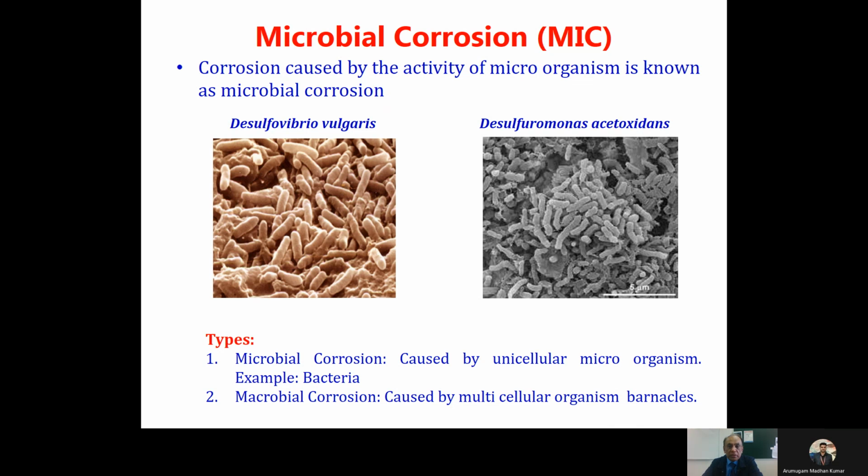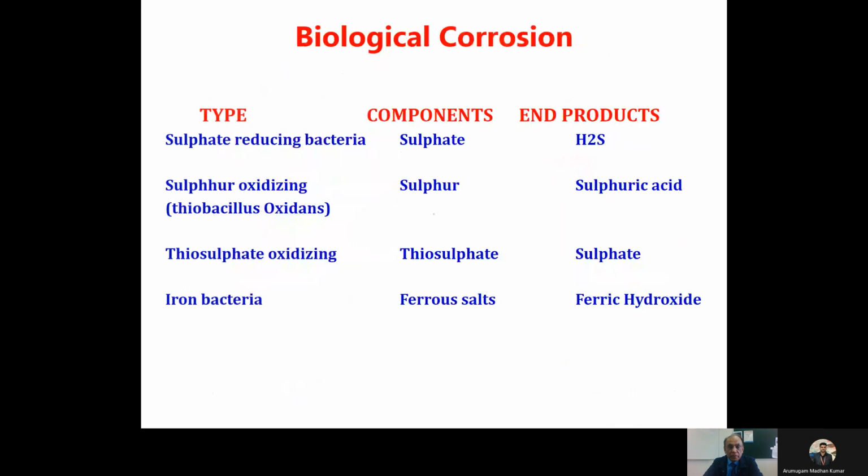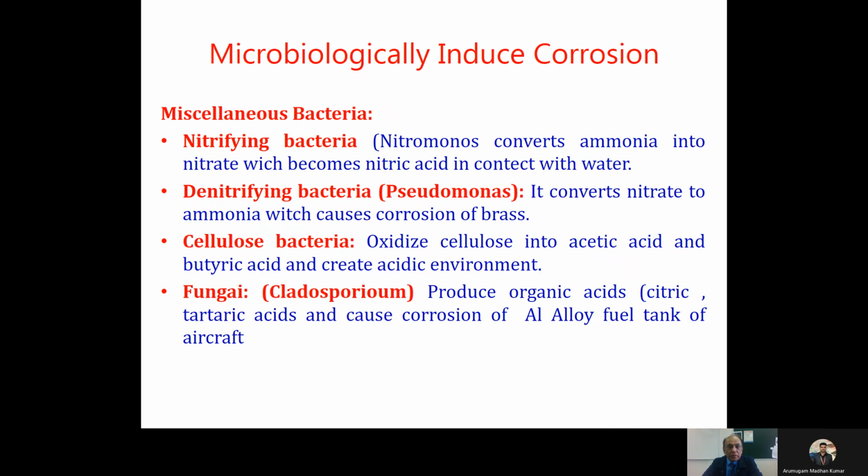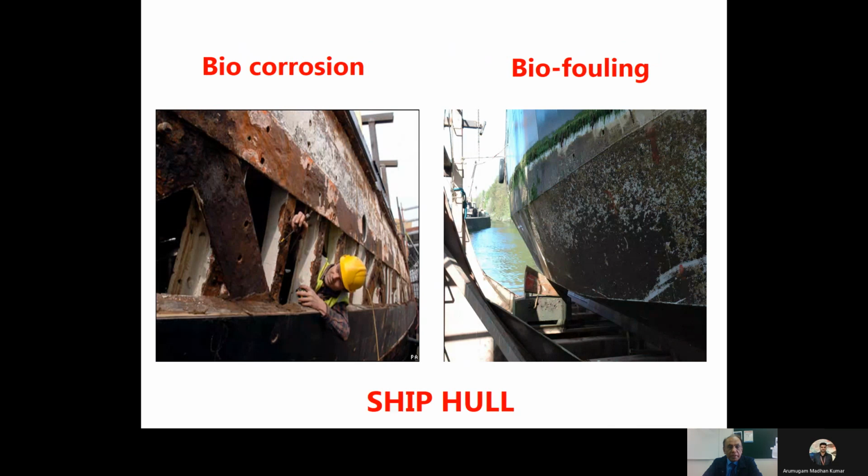Microbial corrosion is also there. It is caused by the activity of microorganisms or bacteria. So bacteria also cause corrosion of metallic material, and these are the bacteria which cause corrosion. These bacteria produce acidic substances in contact with the metal that cause corrosion. Microbiologically induced corrosion can be caused by several kinds of bacteria: nitrifying bacteria, denitrifying bacteria, cellulose bacteria, and fungi. So these are the things which cause the corrosion of material.